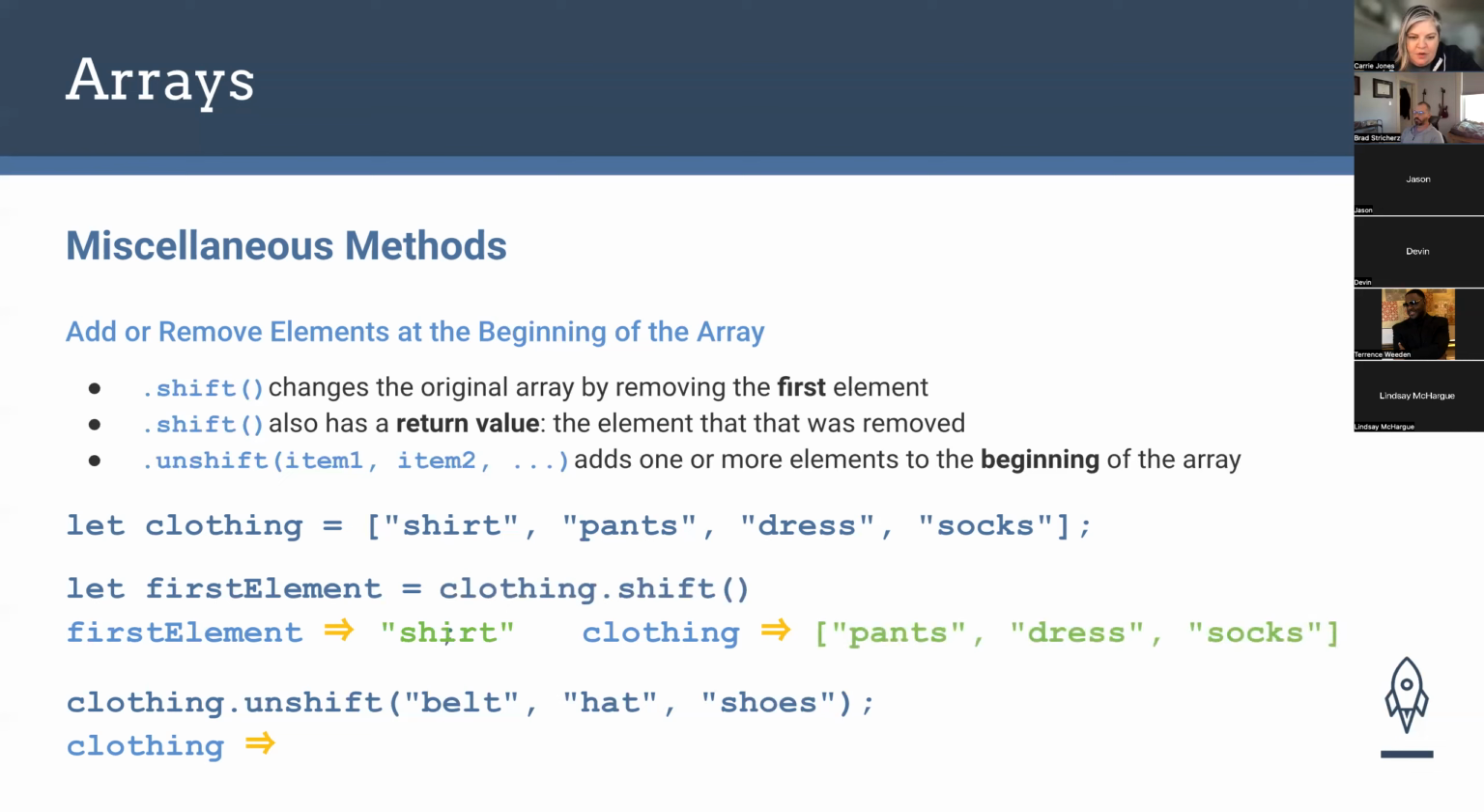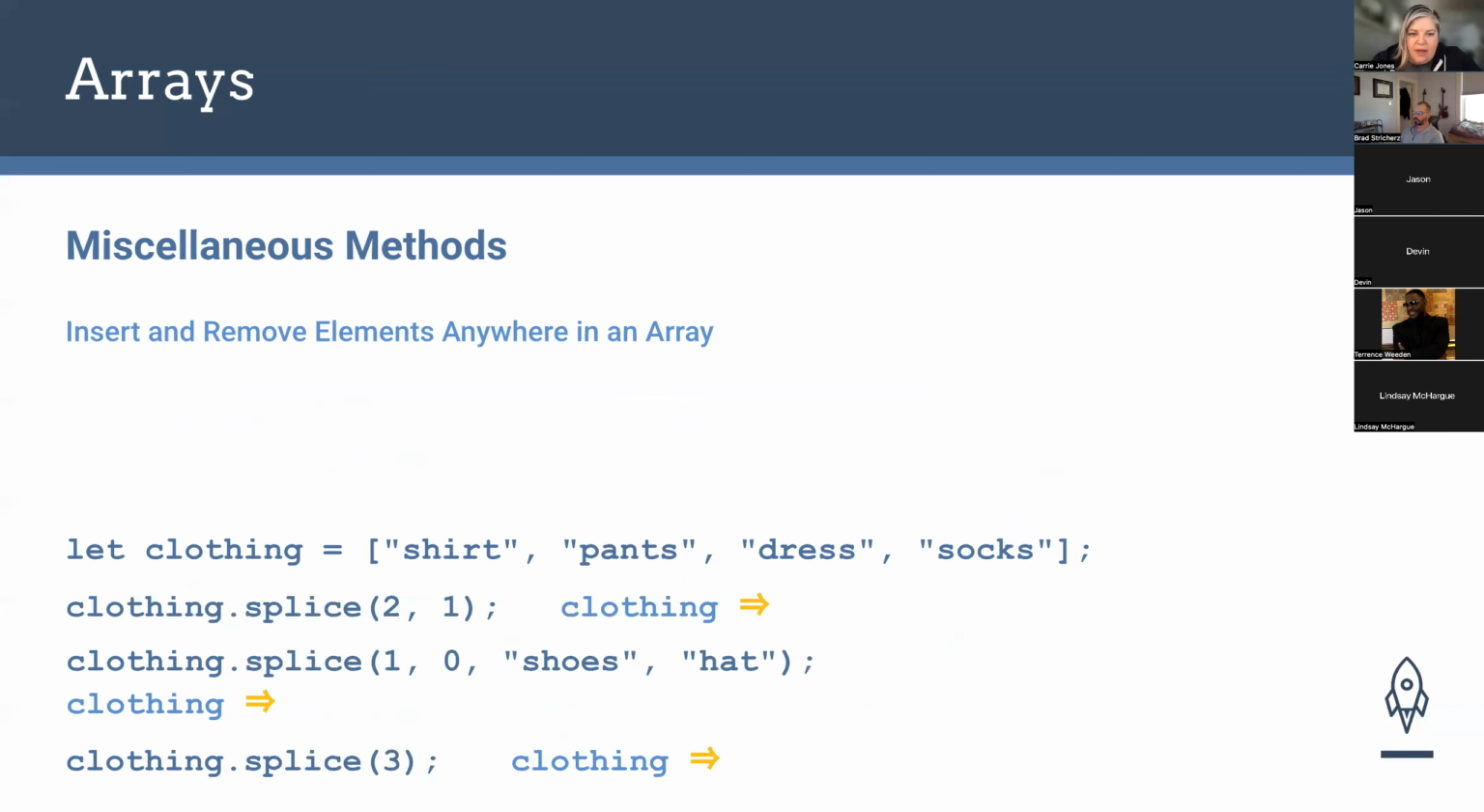Yep. Okay. Now we want to add in belt, hat, and shoes again. What's it going to look like now with unshift? Belt, hat, shoes, pants, dress, socks. Exactly. It puts them all at the beginning. Okay. So this is pretty straightforward, right? You can take one away at a time, or you can add as many as you want. And these two are for the beginning of the array.